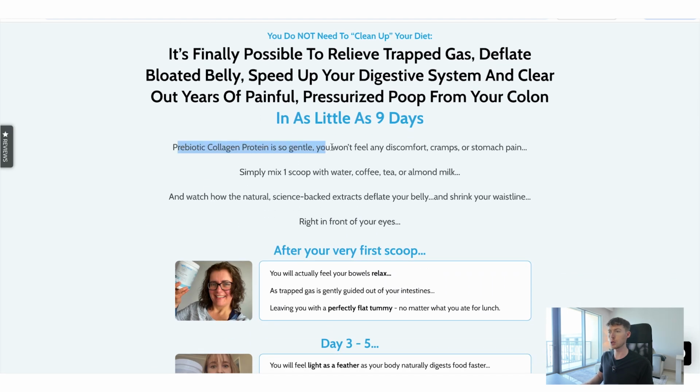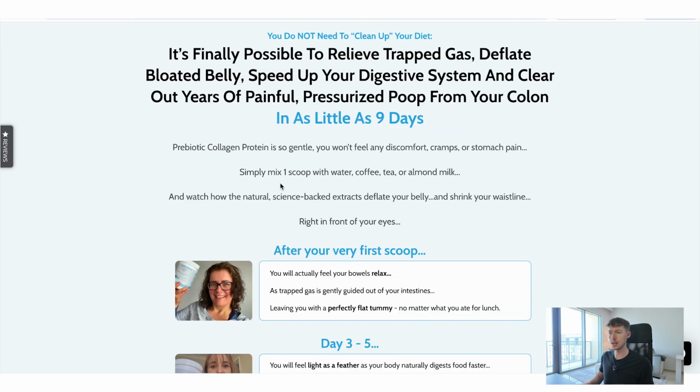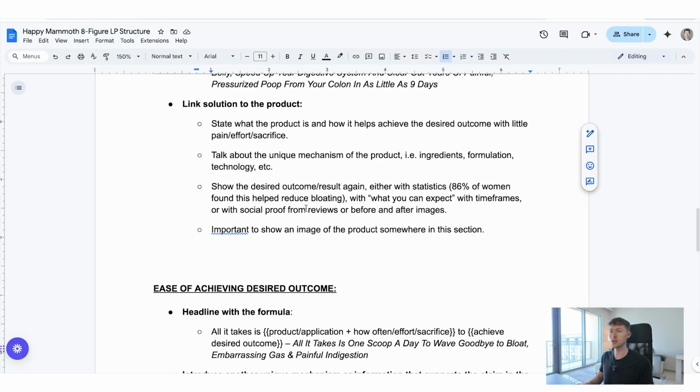Prebiotic collagen is so gentle, you won't feel any discomfort, cramps, or stomach pain. Simply mix 1 scoop, right? We're saying how easy it is. Watch how the natural science-backed extracts deflate your belly and shrink your waistline, right? All in front of your eyes. This is just reinforcing the outcome as well. We talk about the mechanism of the product, so ingredients, formulation, technology, right? Here they've stated science-backed extracts. We want to create something different that's different than other solutions out there. And then we want to show the desired outcome result again, right?